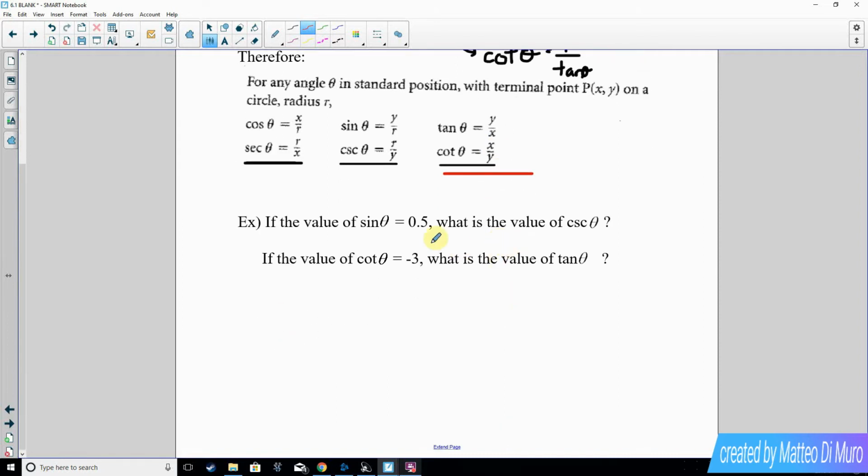If I do a small example and say the value of sine theta is 0.5, what's the value of cosecant theta? This would be handier as a fraction, so that's a half. Cosecant is 1 over sine, so if you do the reciprocal, cosecant theta equals 2, the reciprocal of a half. If cotangent was -3, what was the value of tangent? Just do the reciprocal of -3, remember it's divided by 1. Then tangent must have been negative 1 over 3. We can put the negative in front or leave it in the numerator, it doesn't matter.